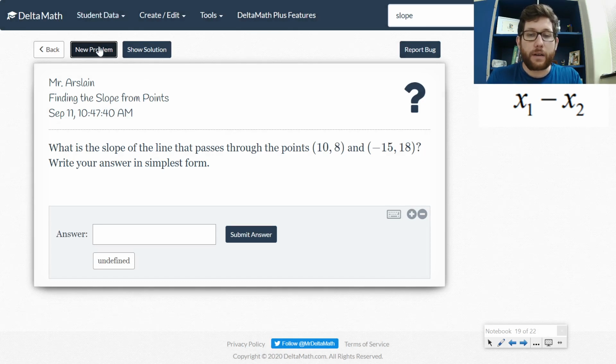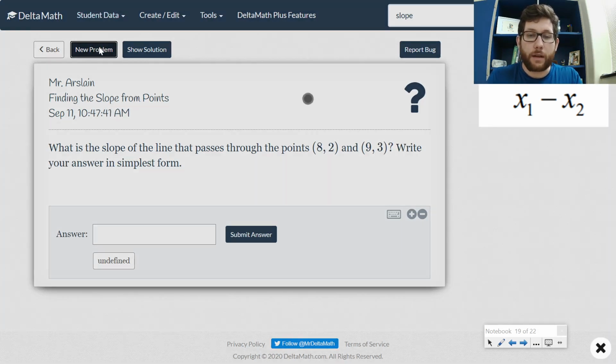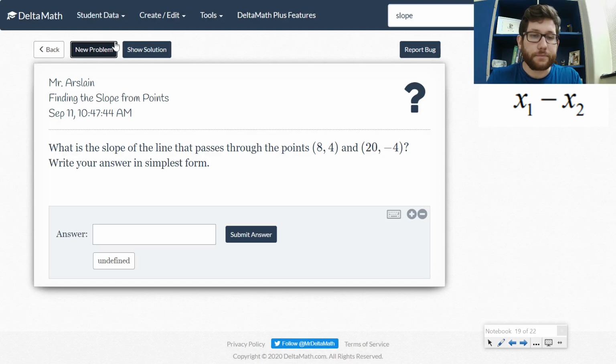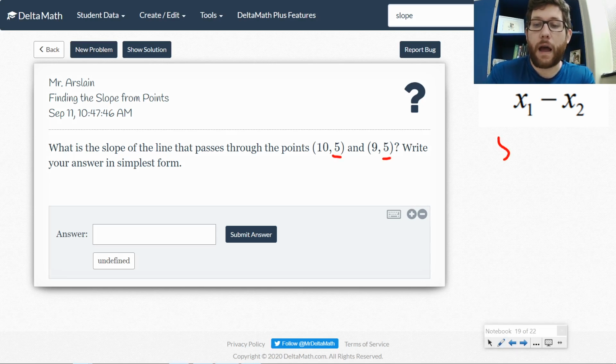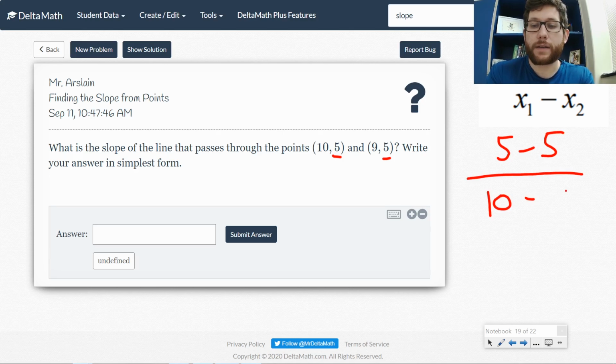Let me see if I can find a problem here that I kind of want us to take a look at. Let's see. This is a great one. Let's take a look at this one. So I've got the slope of a line that passes through 10, 5, and 9, 5. So let's go ahead and plug those in. So across the top, my y values, that's 5 and 5. So I've got 5 minus 5. And across the bottom, I've got 10 minus 9. All right, now let's go ahead and solve this and look at what I get.